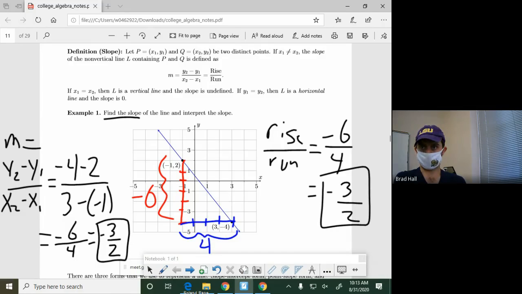Does anyone have any questions about this? This may be review, and if so, that's good for you. It'll just be a little bit easier for you to follow along. If not, then this is kind of a basic understanding of the implementation of various slope formulas.